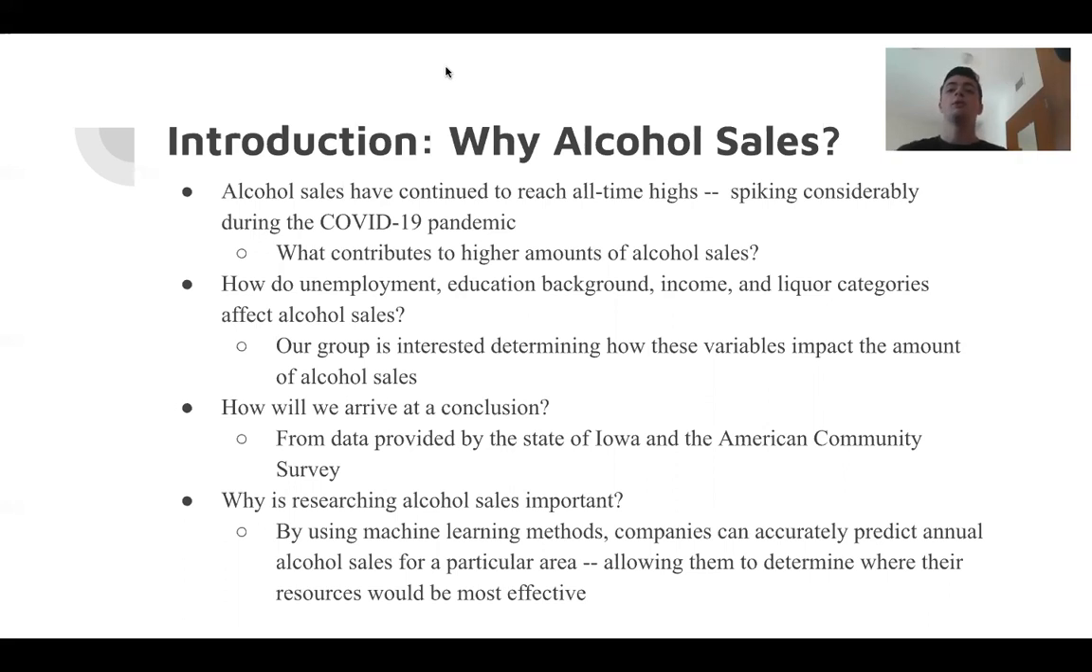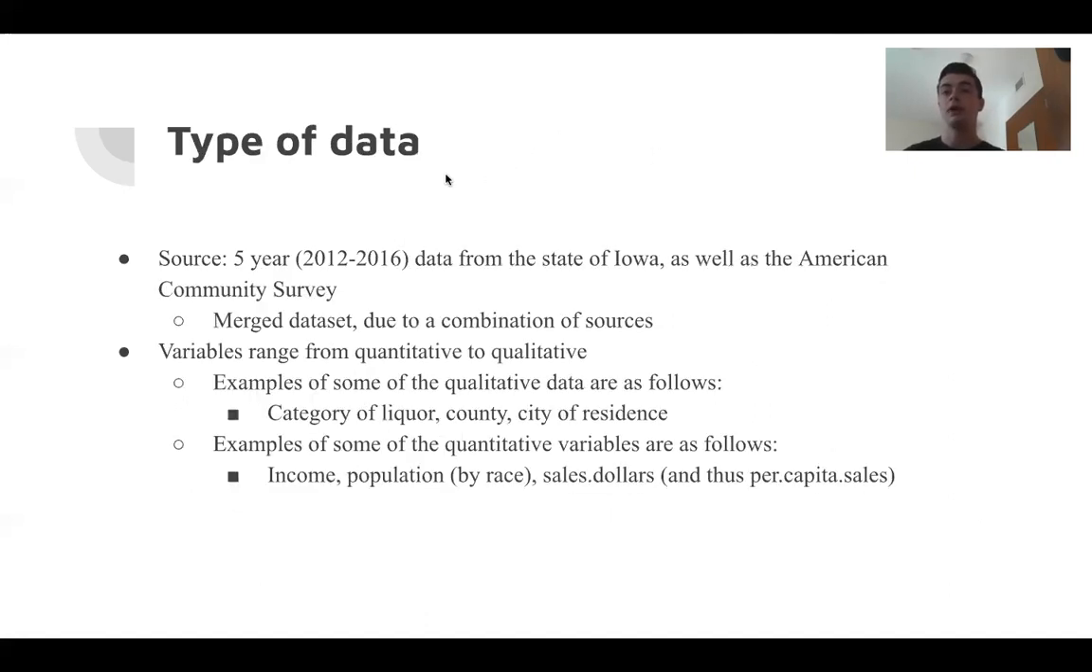And also it's important to note why this may be important or useful in the world. By using machine learning methods, companies will be better able to accurately predict alcohol sales in a particular area. Doing so will allow them to determine where exactly their resources are most needed and where exactly their resources can be the most effective.